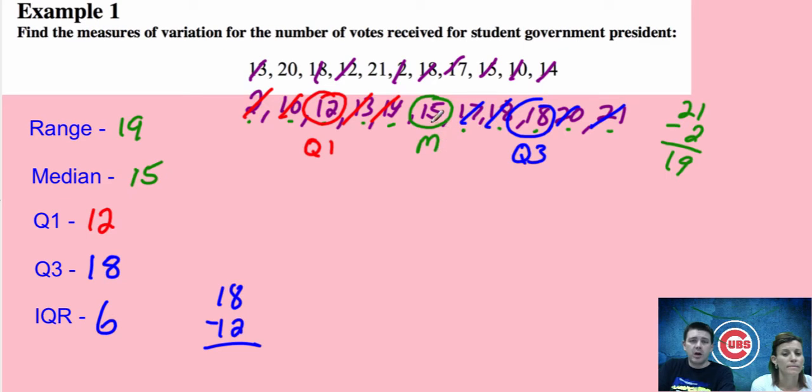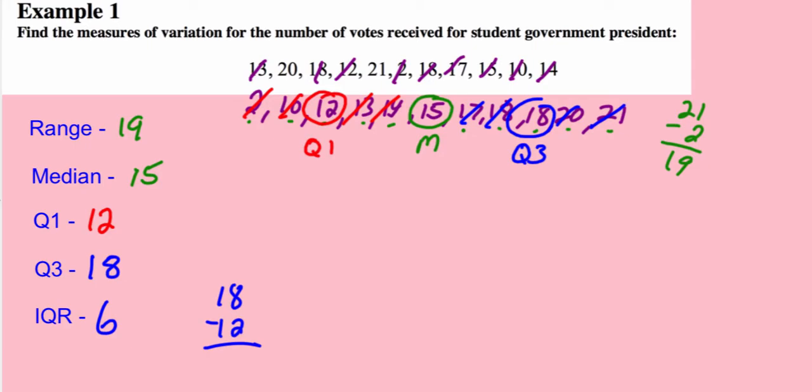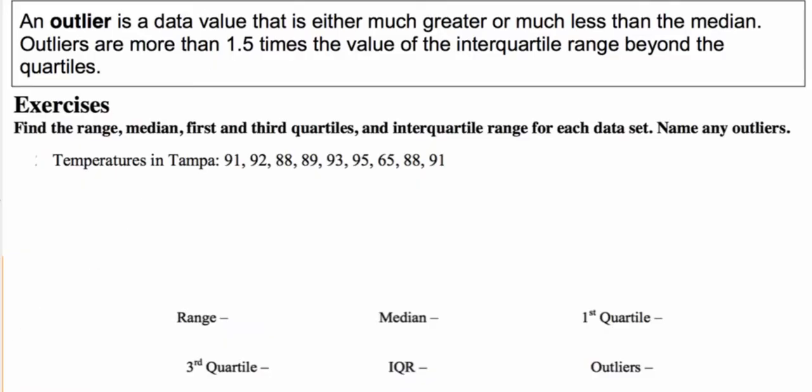So we found the middle of all of the data, we found the middle of the lower half, that's the quartile 1, we found the middle of the upper half, and then we found the distance between those two numbers. You have a little farther to travel on the lower end since it starts out with 2 and goes to 15, but it's only spread out 6. We'll talk about that in a little bit.